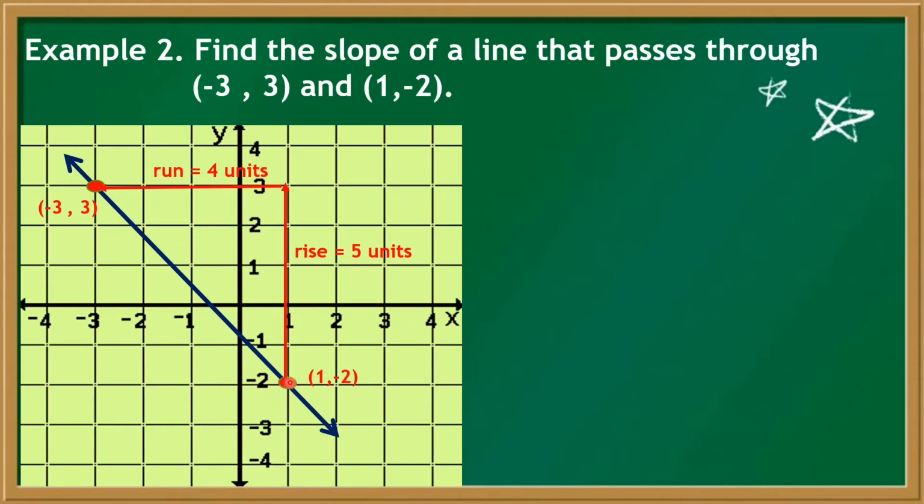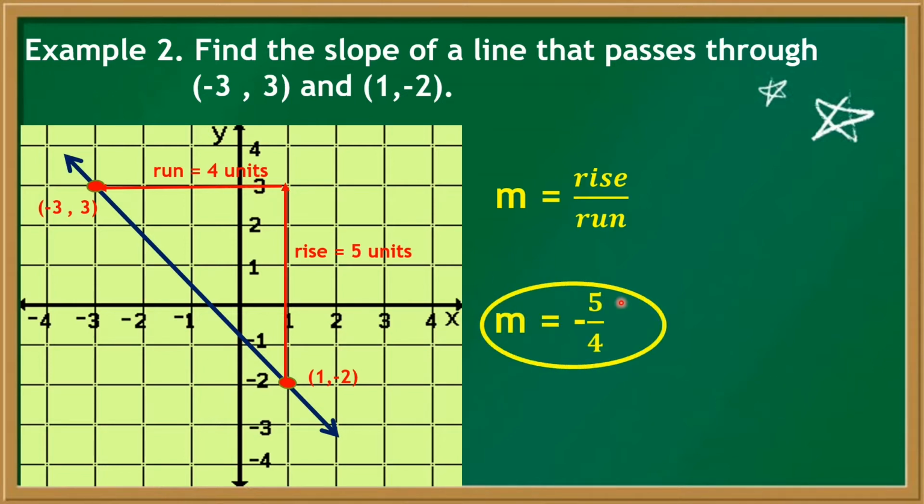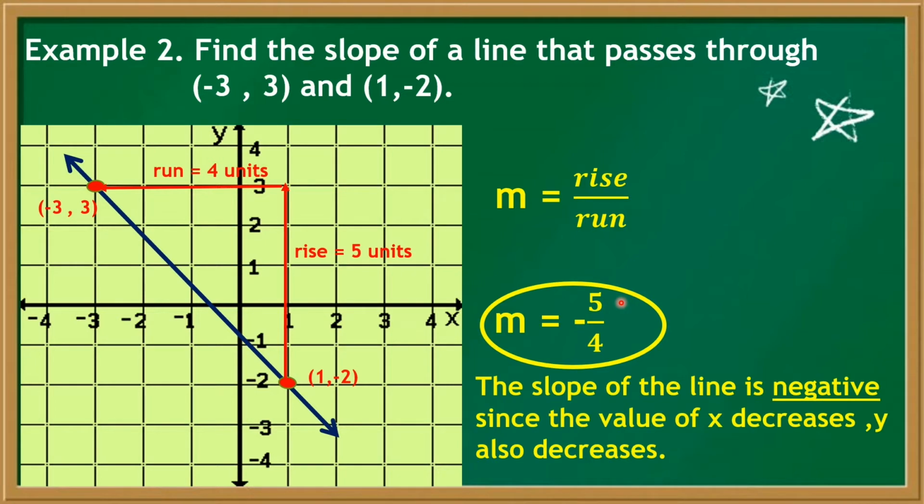Or you can also start from this point moving to the left. 1, 2, 3, 4, that is negative 4. Then move upward. 1, 2, 3, 4, 5, that is 5. The slope is equal to rise over run. The rise is 5 and the run is 4. M equals negative 5 over 4. The slope of the line is negative since the value of x decreases, y also decreases. The line falls from left to right, so the slope is negative.